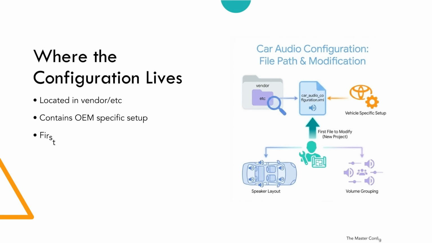In most systems, the Car Audio Service first looks for this file in the vendor/etc folder. This is where the car manufacturer places its vehicle-specific setup. If you are working on a new vehicle project, this is usually the first file you modify to describe the speaker layout and volume grouping.